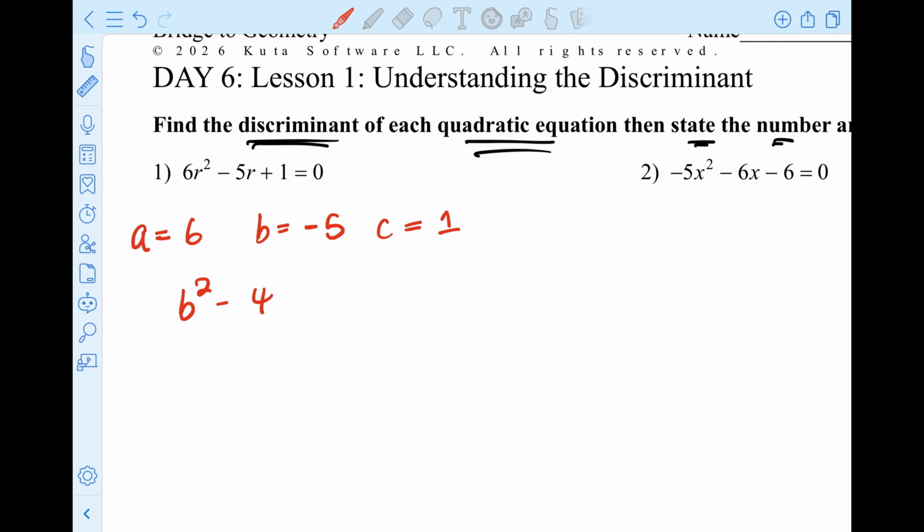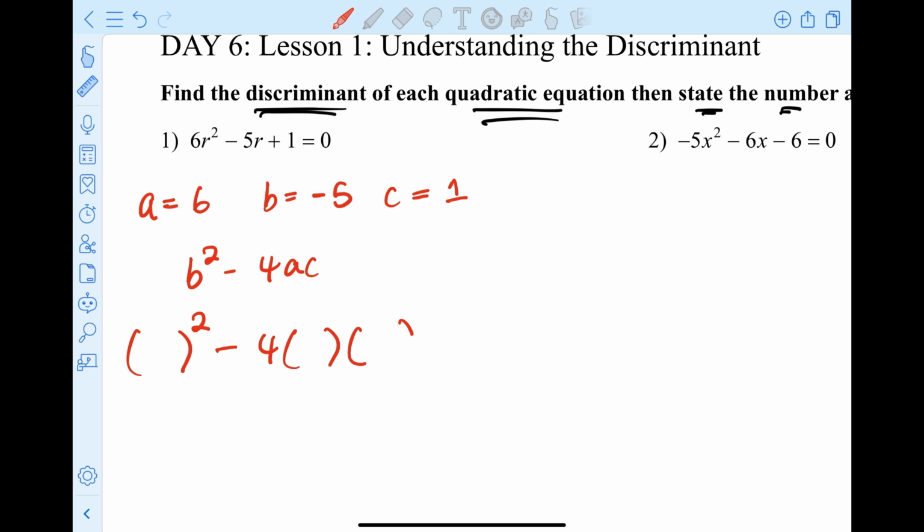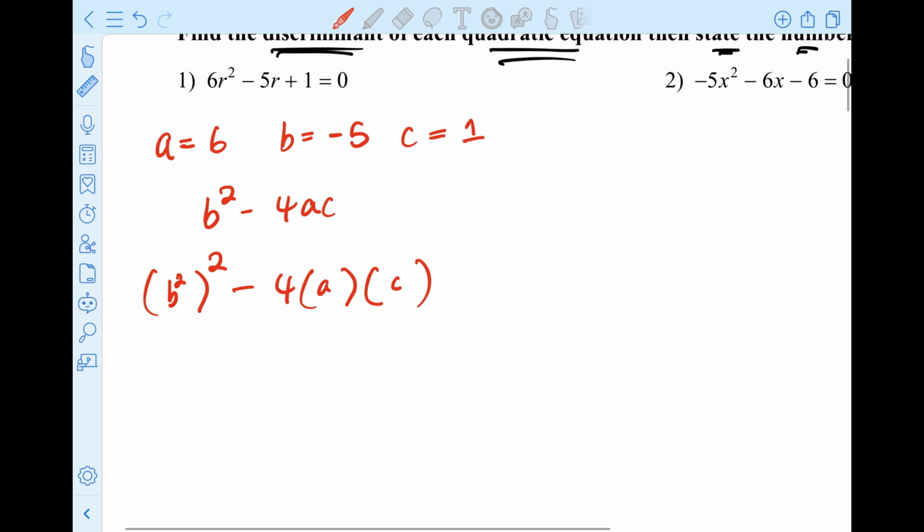B squared minus 4ac. The way I'm going to be doing it is by doing the best practice. So what's the best practice? Follow parentheses. 4ac, that's how I set it up. So b squared goes in here, a goes here, c goes here, right? So let's do the same thing.